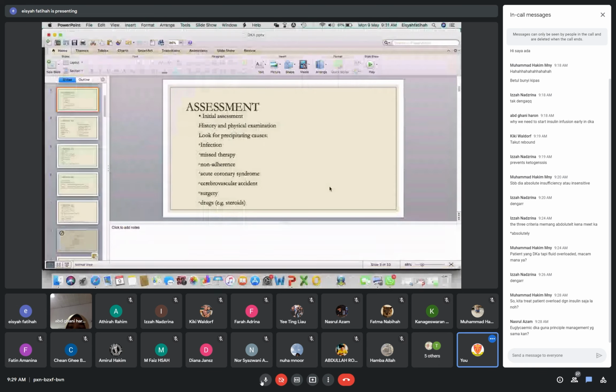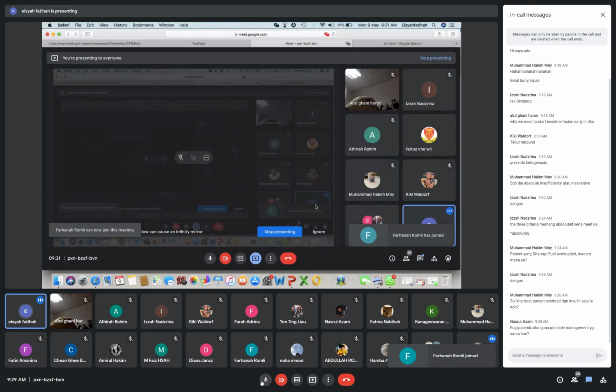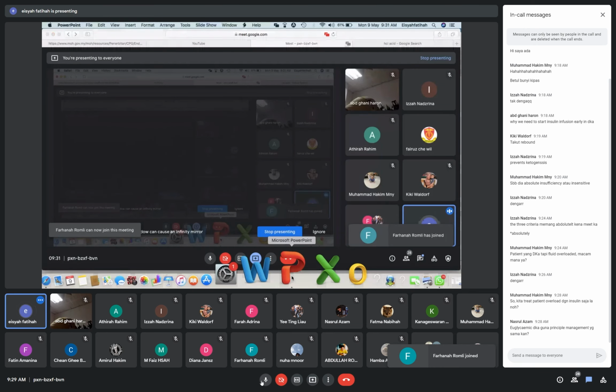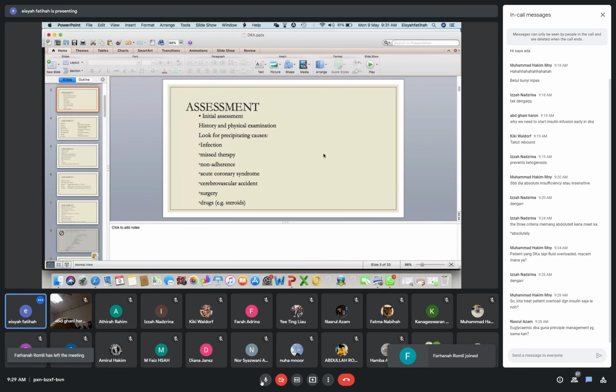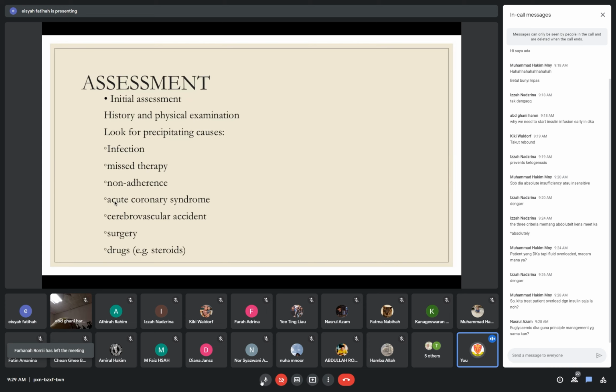Yang Hakim punya ni, I think bila cakap DKA tapi fluid overloaded, Hakim kena define fluid overload tu apa maksud fluid overload. By definition, patient DKA dia takkan fluid overload. So sebab fluid overload ni is a term yang semua orang guna, tapi it's just like a general term. Are you referring to patient tu, bila you kata patient tu fluid overload, patient tu ada fluid in the extravascular space ke?